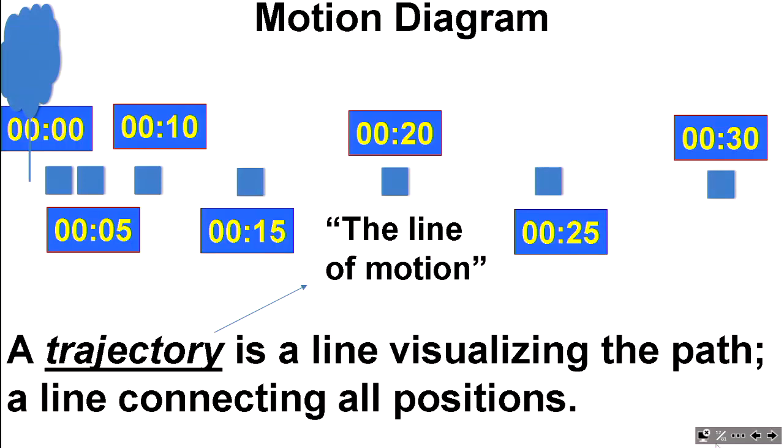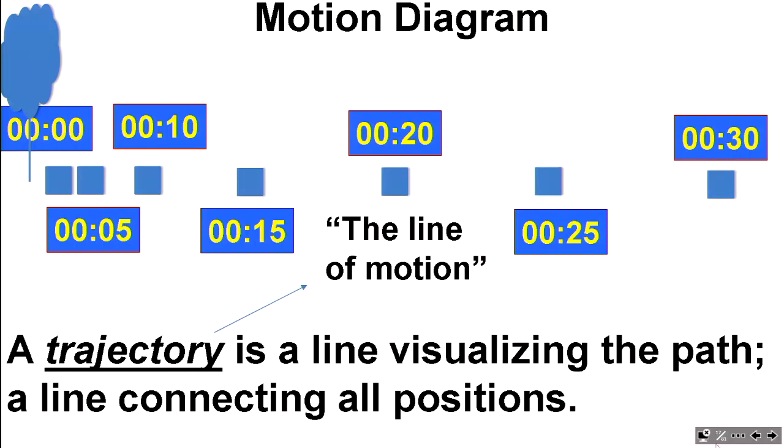Now, a trajectory is a line. And we know many types of lines from geometry. Straight line, circle. This one is a parabola. Circle. So depending on the shape of the trajectory, we can classify those motions.